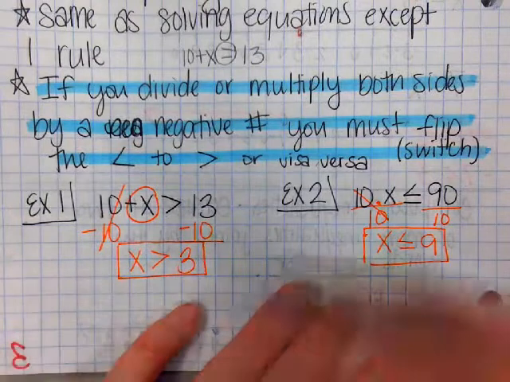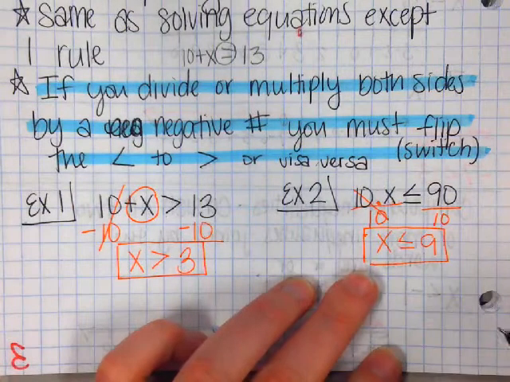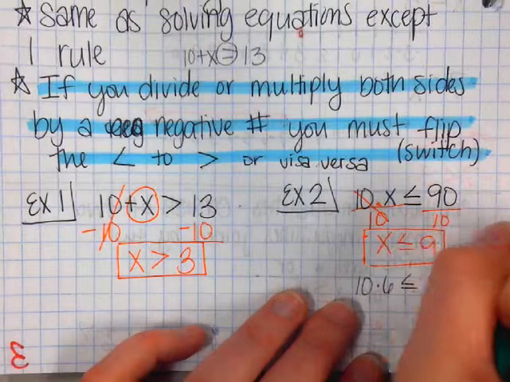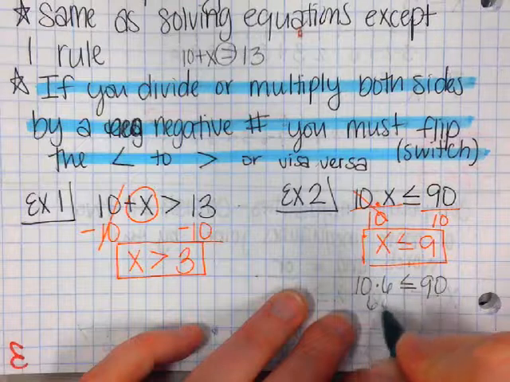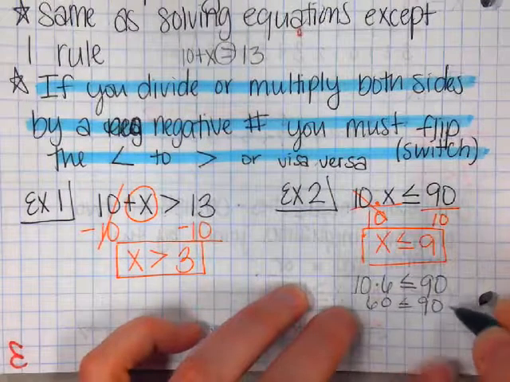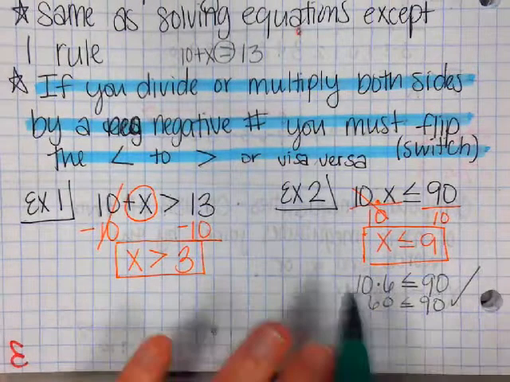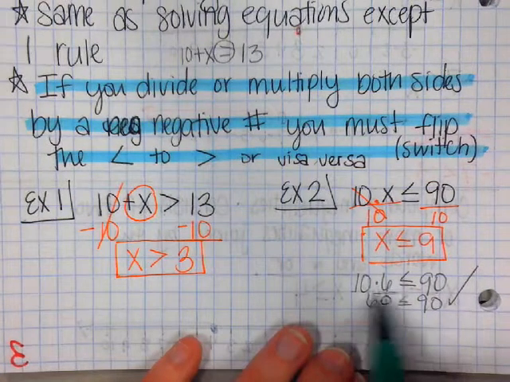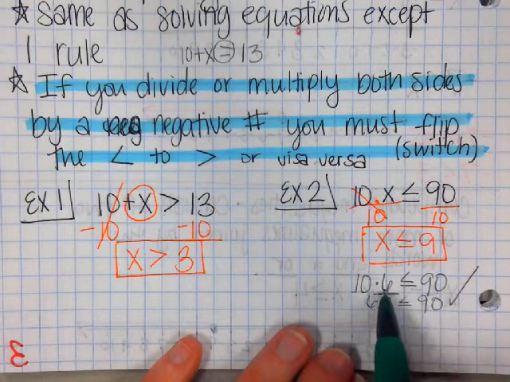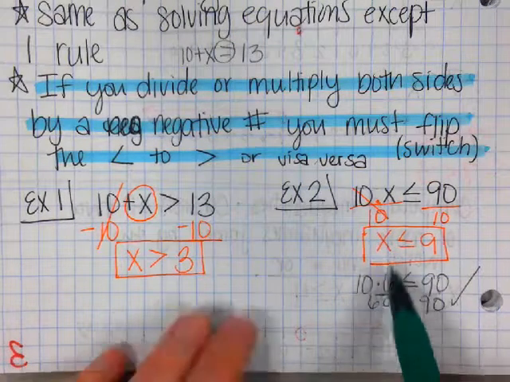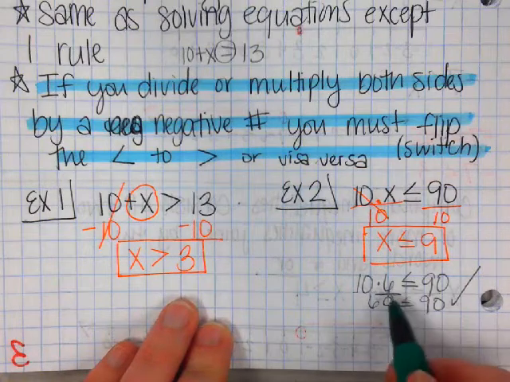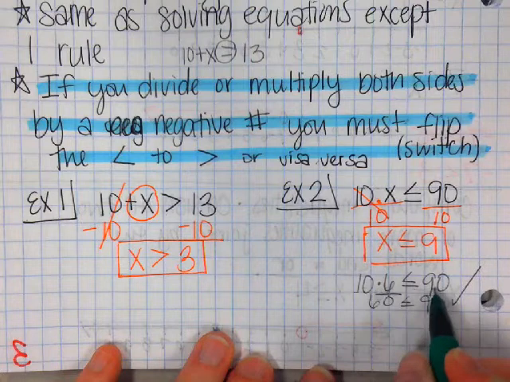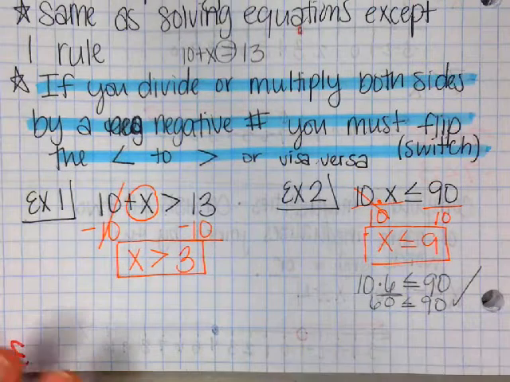So think of a number less than 9, and I want you to plug it in here. I'm going to think of one, I'll do 6. So is 10 times 6 less than or equal to 90? 10 times 6 is 60. 60 is in fact less than 90, so that works. This is just a way to check, and I'm also showing you why this solution works. If it says is 6 a possible solution, well, 6 is less than or equal to 9, so 6 works. 9 would also work because 10 times 9 is 90, and 90 is less than or equal to 90.